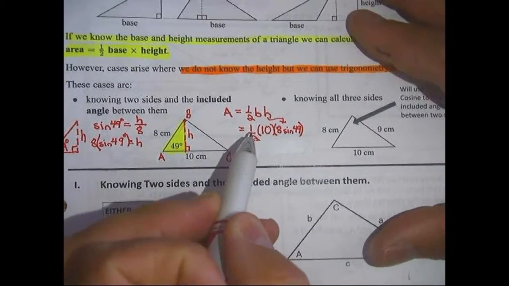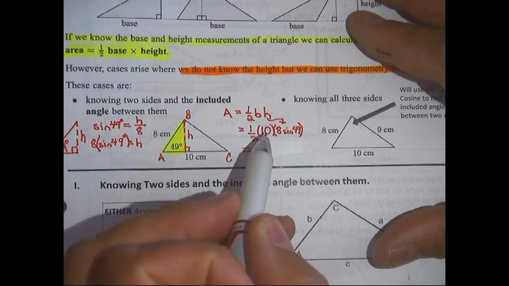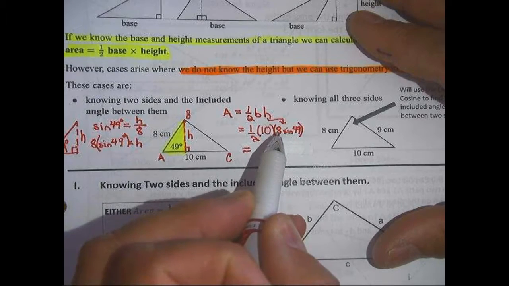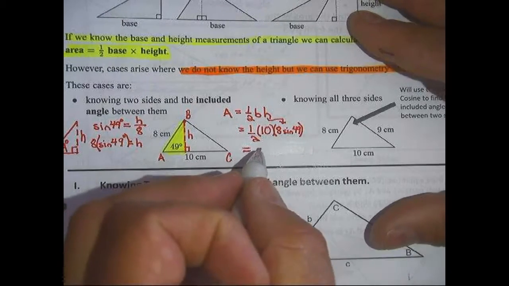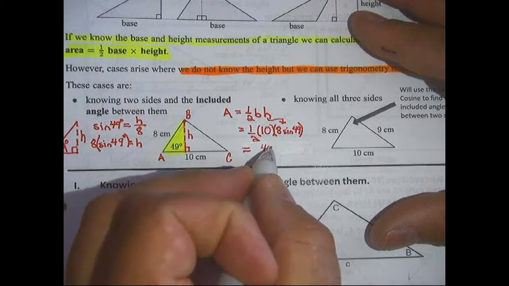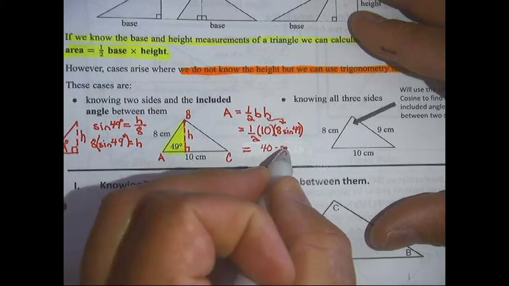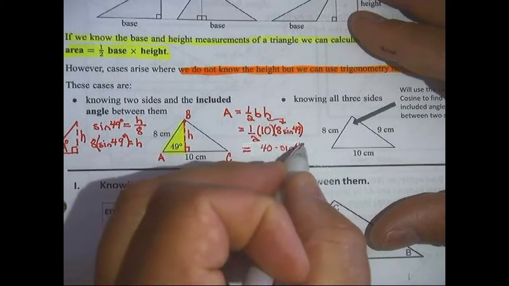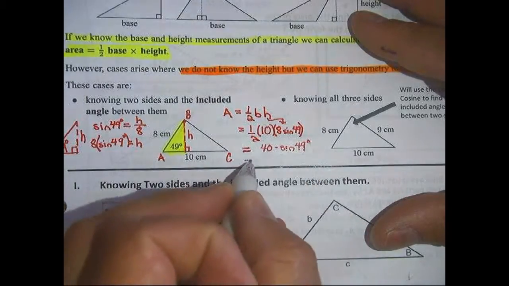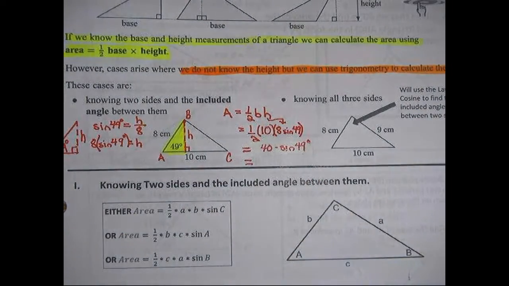So I could do 1/2 times 10 times 8. So that's 40. So this really becomes 40 times the sine of 49 degrees, which then you can do on your calculator. Be sure that you're in degrees.